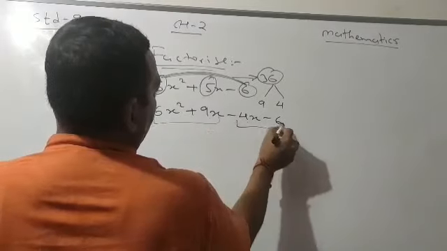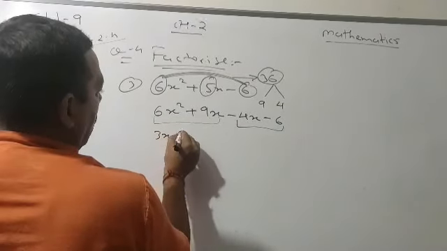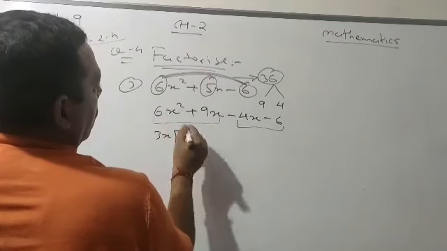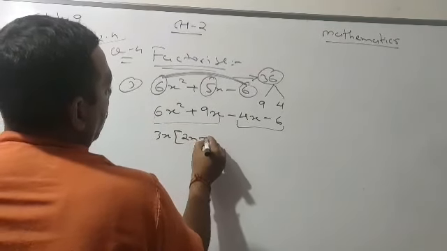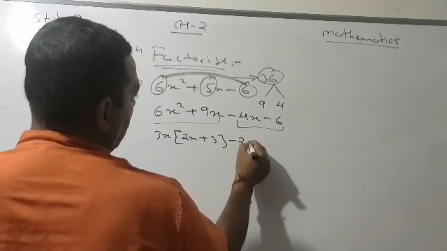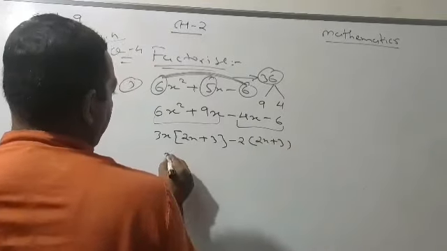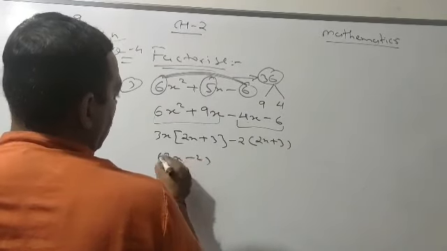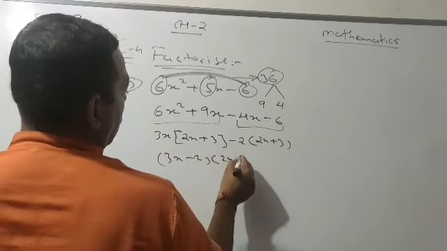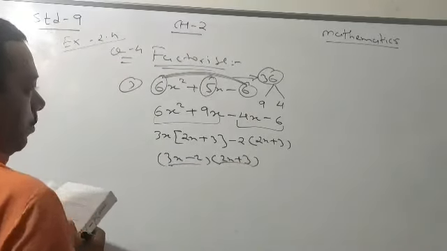Now make it factors by pairing in 2. From the first pair we can take common 3x. What is left here? 2x plus 3. Now what can we take common from here? Minus 2. What is left? 2x plus 3. So the final answer is 3x minus 2 and 2x plus 3. So this is the final answer of sub question number 3.